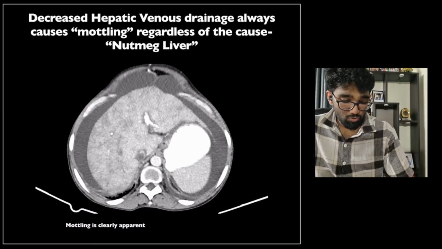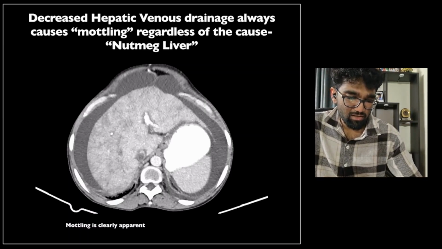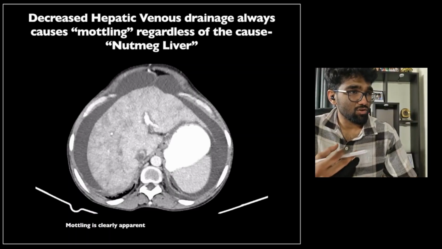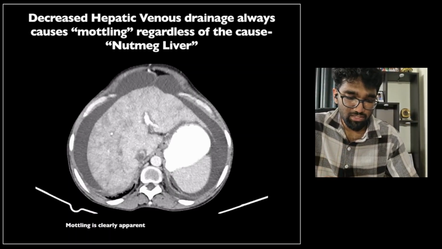So you can see that there is mottling, and mottling essentially means that there are interspersed, almost enmeshed, intermingled areas of differential attenuation.